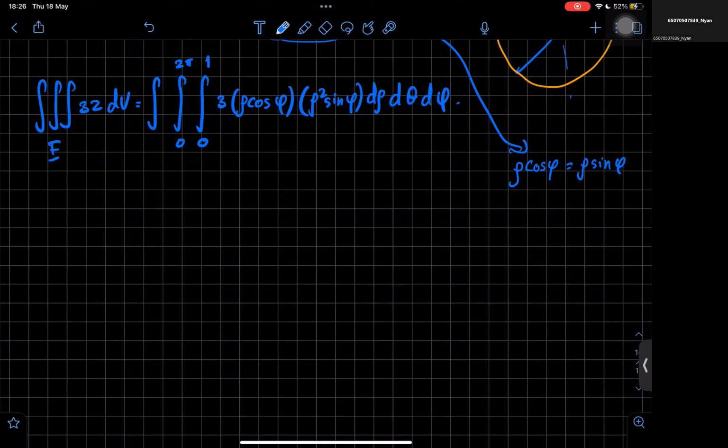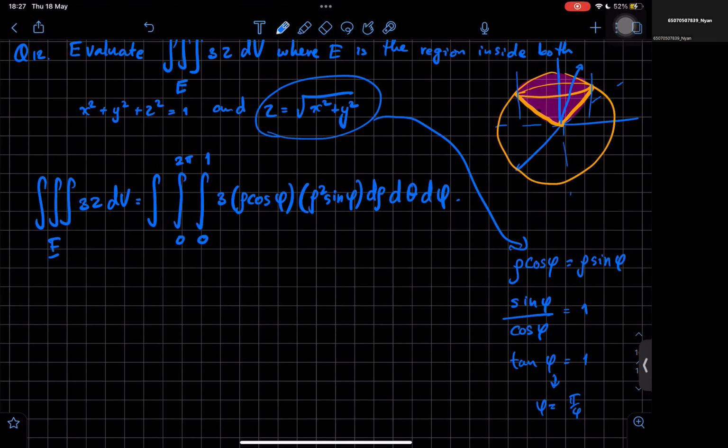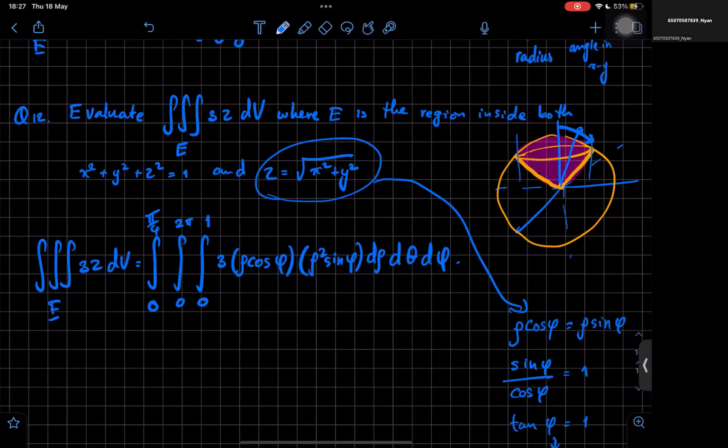And when you get this one, you get that sin phi over cos phi equal to 1, which is tan phi equal to 1. So you get that phi equal to pi over 4. And when phi is equal to pi over 4, you start from 0 to pi over 4, because it starts from the upper part to the lower part, like this. Okay, and then you do the calculation. This is how you change to the spherical coordinate.